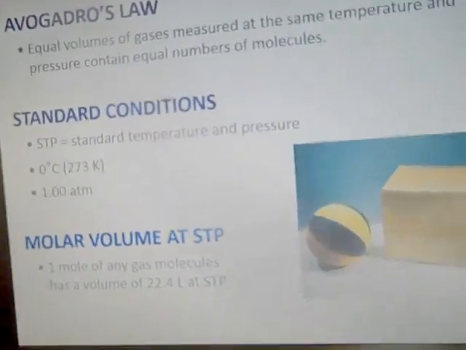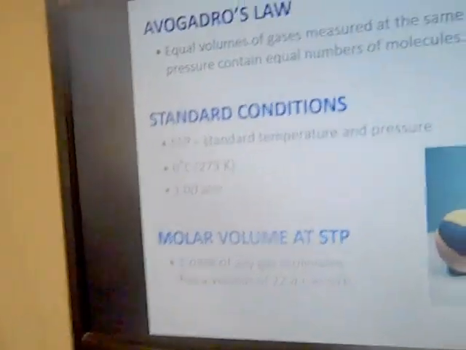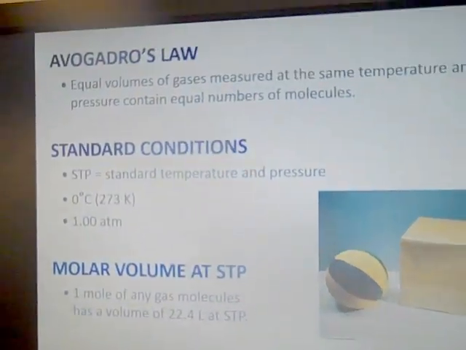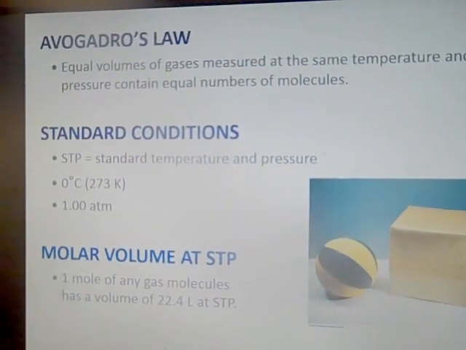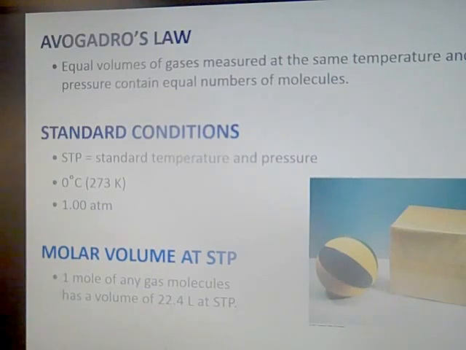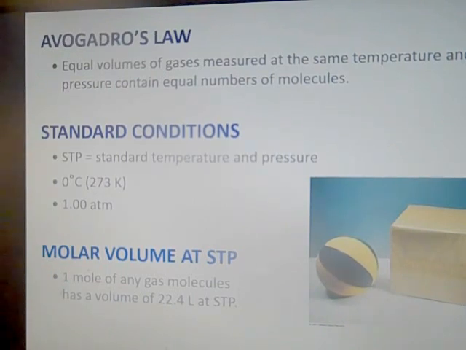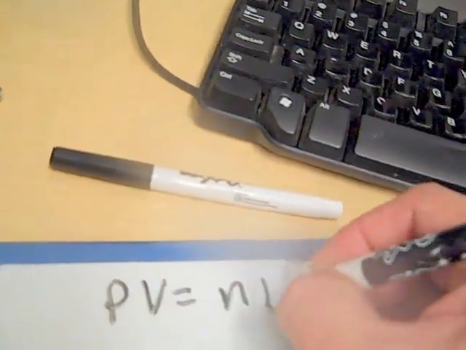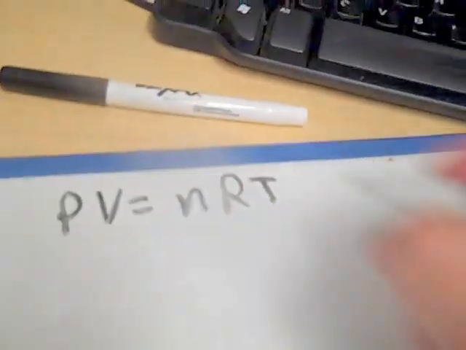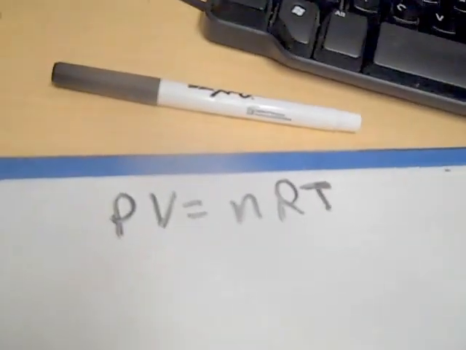Okay. So now what I want to talk about is the ideal gas law. Okay, so the ideal gas law is PV is equal to nRT. Okay, all right.